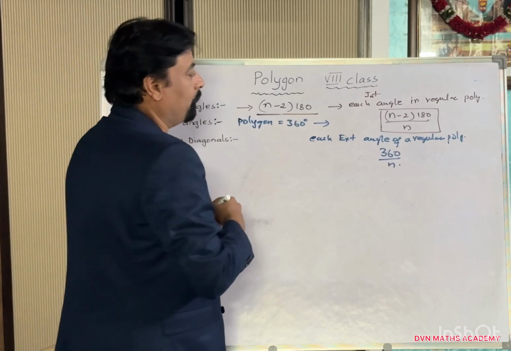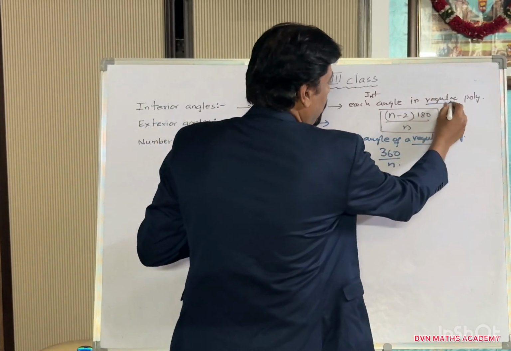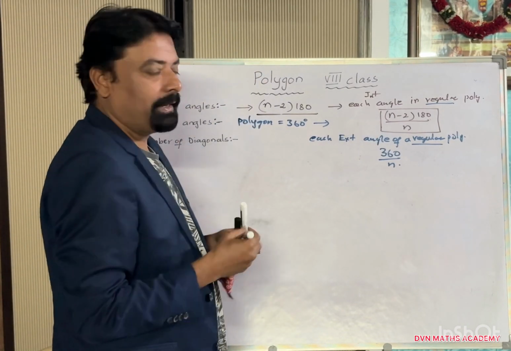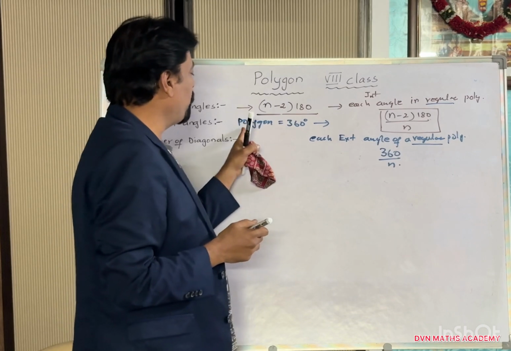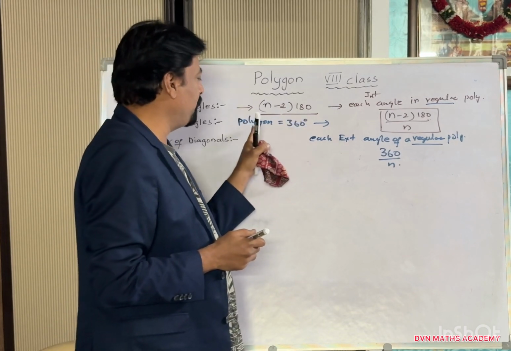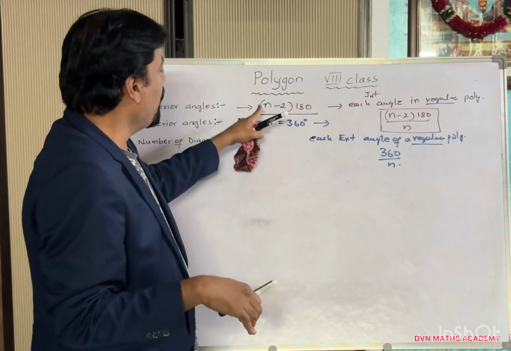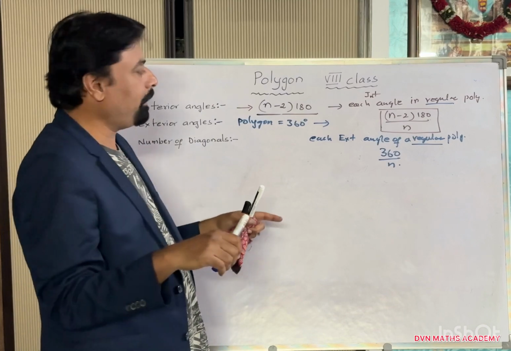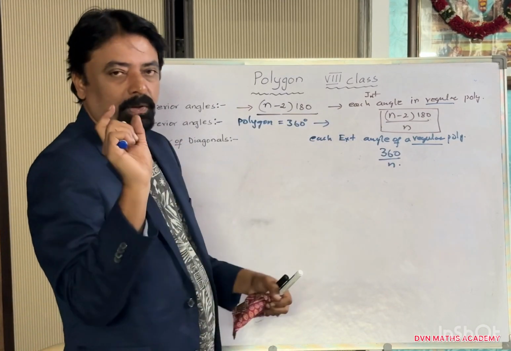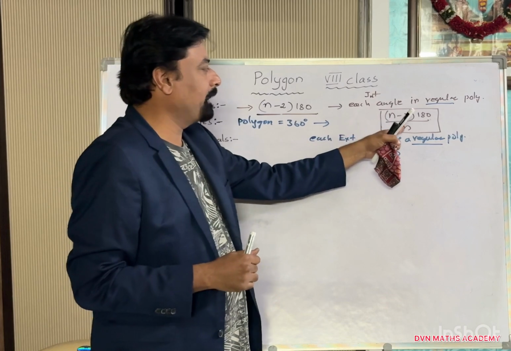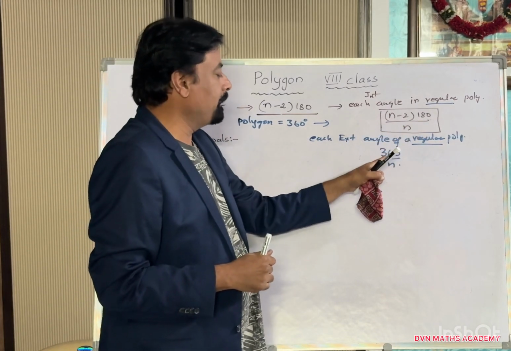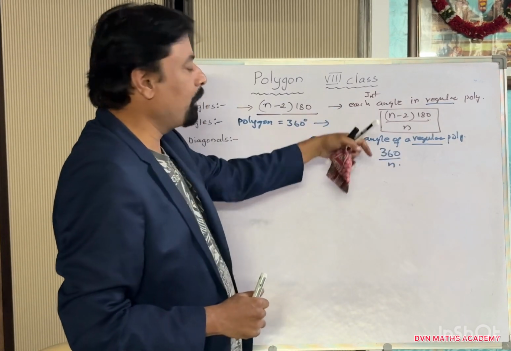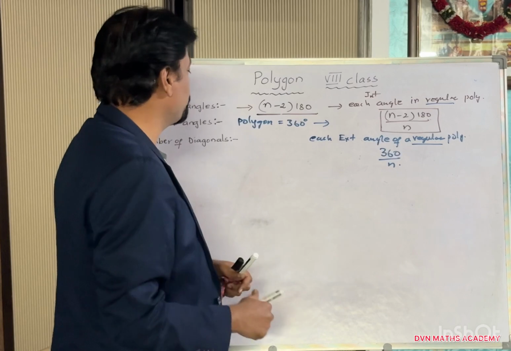Here every student should know this word, that is, regular. These two formulas are applicable for regular polygons only. I already told you what a regular polygon is. For any polygon, the sum of all exterior angles is 360, and it is applicable for regular or irregular. And the sum of interior angles of a polygon, n minus 2 into 180, is applicable for regular or irregular. But these two formulas will be applicable for only regular polygons. This is the formula to find each interior angle of a regular polygon, and this is the formula to find each exterior angle of a regular polygon. So these two formulas are very, very important to solve different types of questions.